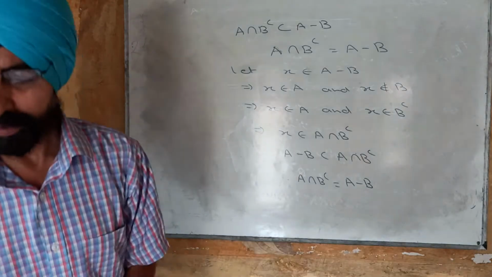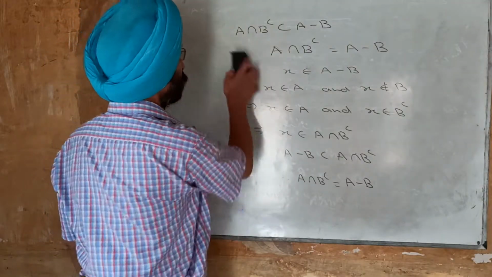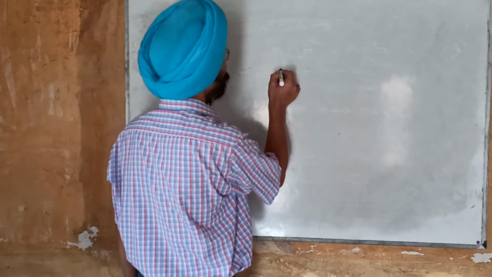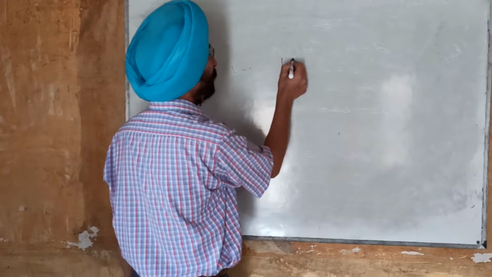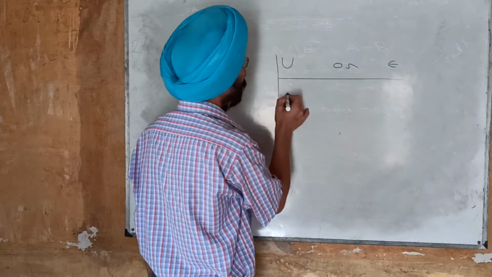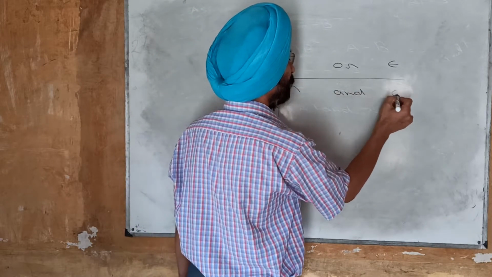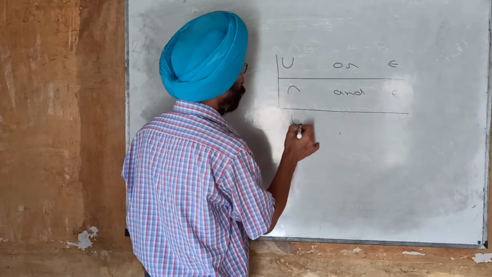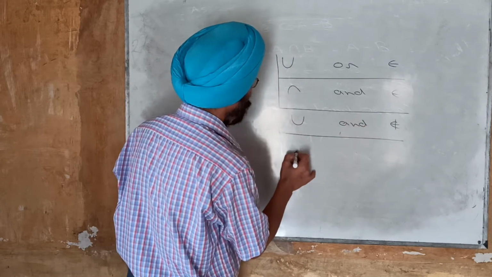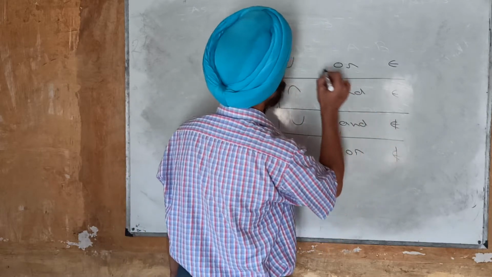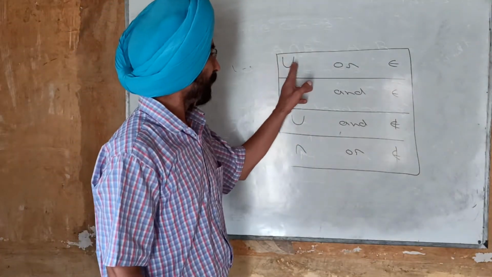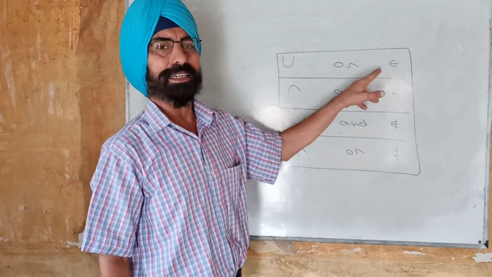Now there is one table which will help you to prove questions of set theory very easily. What is the table? There is union or belongs to, then intersection and belongs to, then union and does not belong, intersection or does not belong. This table is very helpful to you. Wherever there are any two symbols from these three, then the third one is automatic.